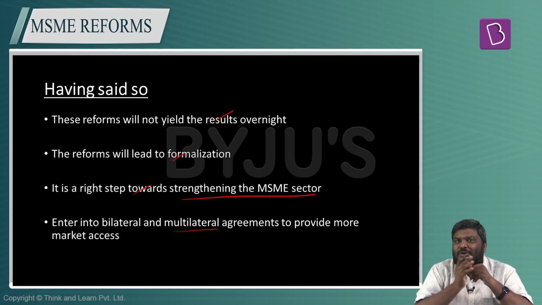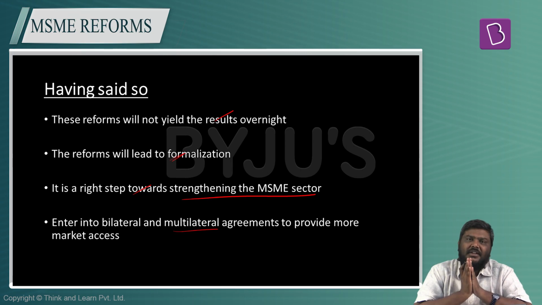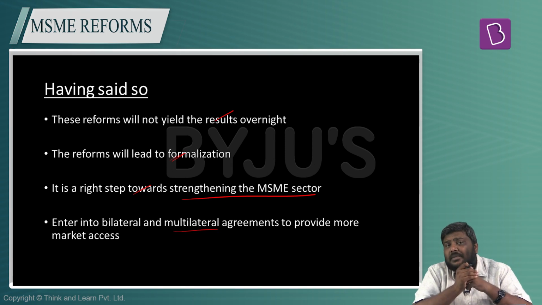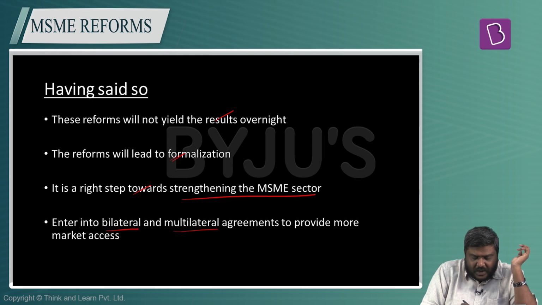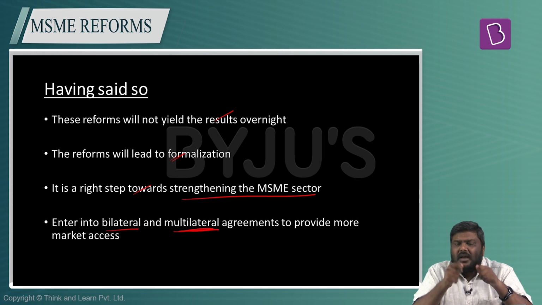And finally, the recommendation to the Government of India is that though these reforms are a good starting point to promote or to revive the MSME sector, these reforms are not sufficient. The Government of India has to ensure all the other bottlenecks are taken care of, such as transportation infrastructure, the availability of skilled labor, and so on and so forth. And more importantly, the Government of India has to start looking at entering into more bilateral as well as multilateral agreements, which will provide more market accessibility to MSME exports.